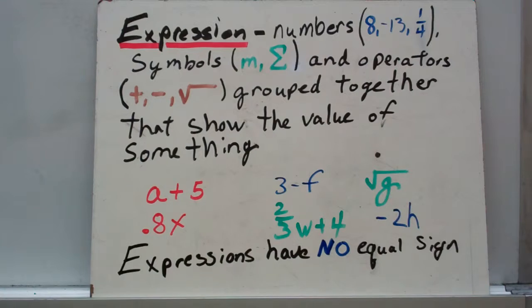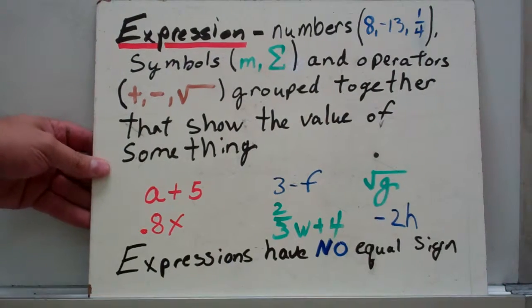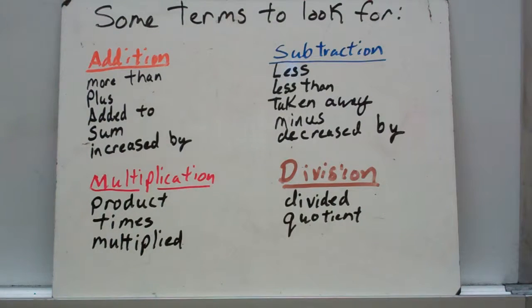And it is important to note that expressions do not have an equal sign. That is what separates them from equations. Let's look at some terms that will help us in trying to decipher these sentences so we can put them into mathematical terms. And this list of terms here is by no means complete. There are more terms that you may see, but these are the most common.